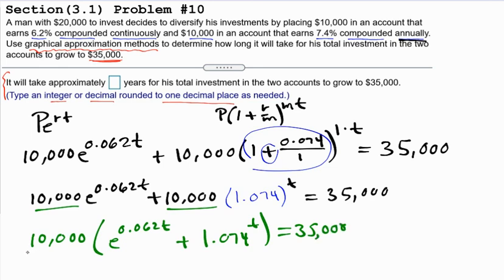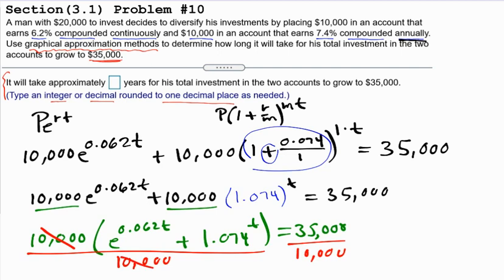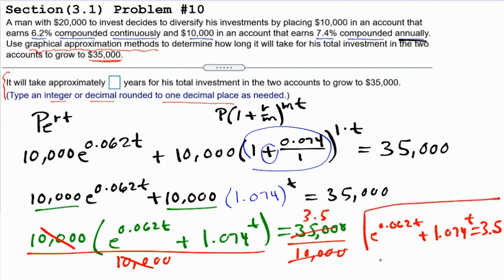And if we divide both sides of the equation by 10,000, we have a simpler equation, E to the 0.062t plus 1.074 to the t equals 3.5. And this is good for us because we're not looking at y values at 35,000, we're just looking at y values at 3.5. This becomes easier to look at, especially on a graphing calculator.